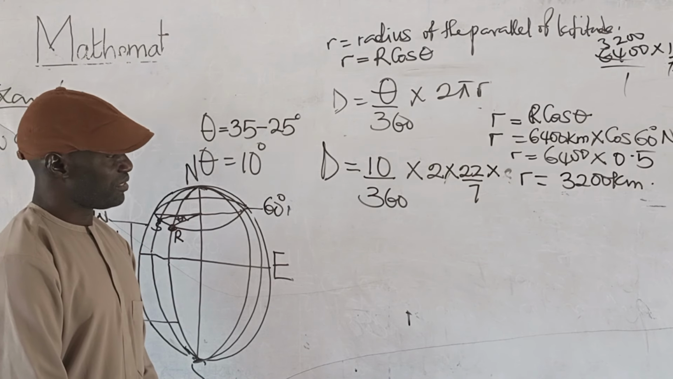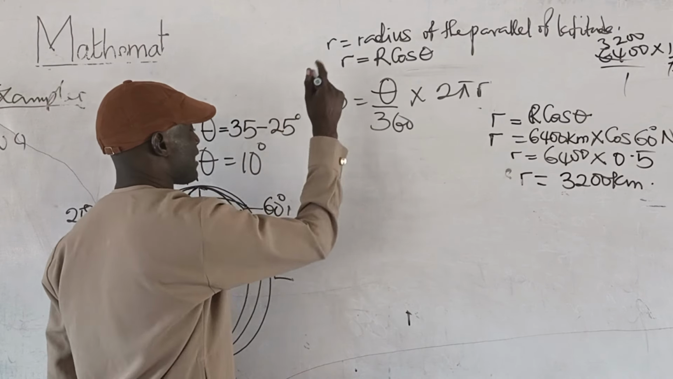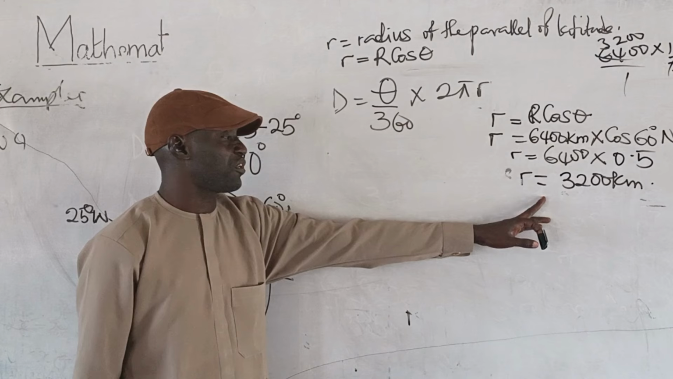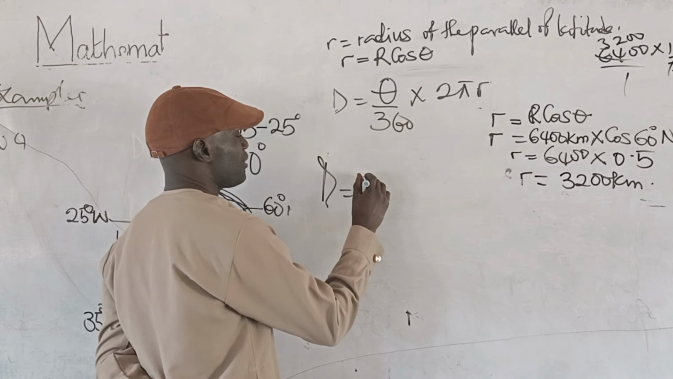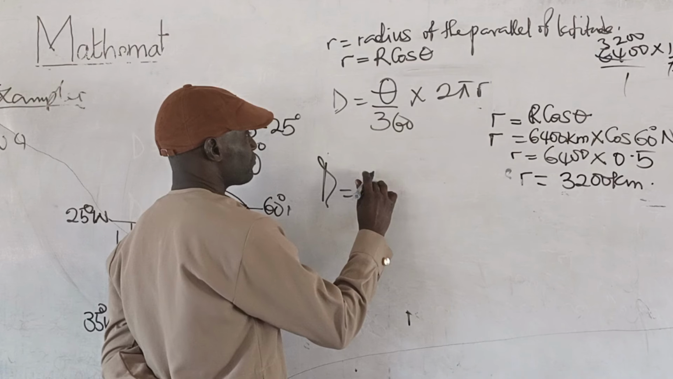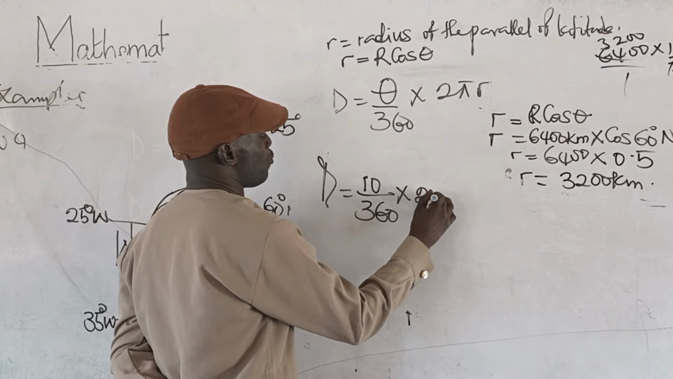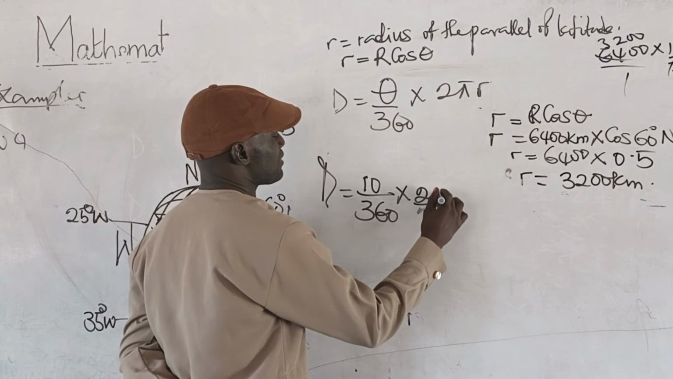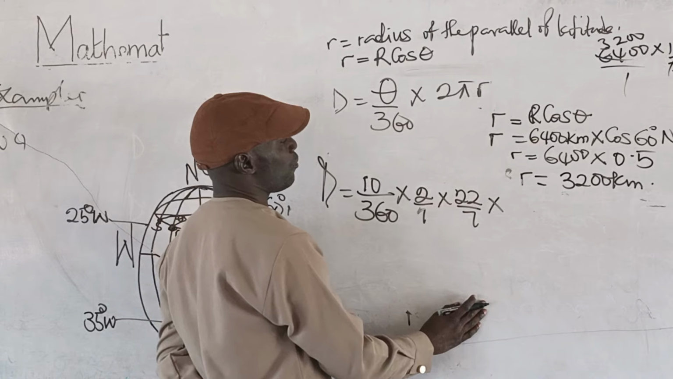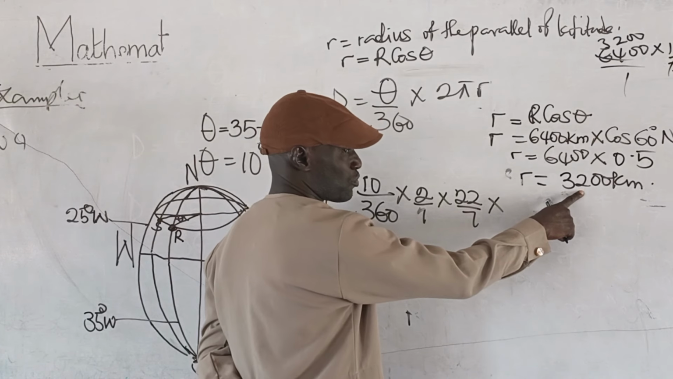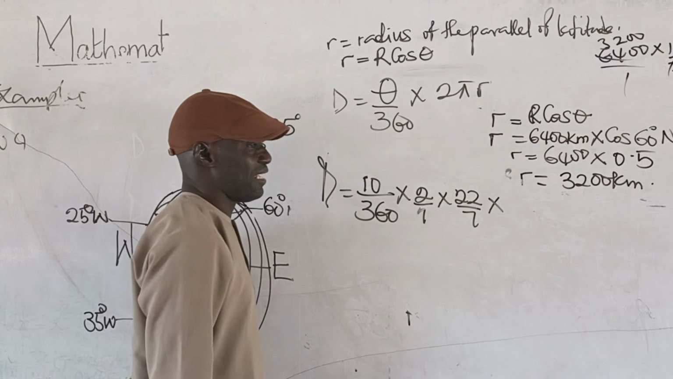3,200 kilometers. So let's go back to our distance now. Because we have something to substitute for the small r now, d equals 10 over 360 times 2 over 1 times 22 over 7 times our small r. Don't just write this result out.